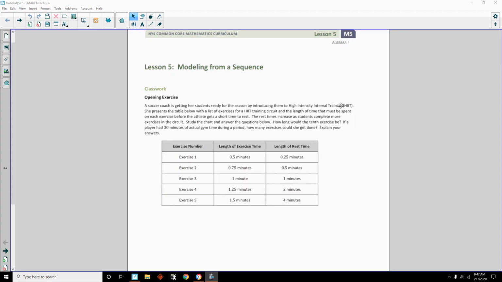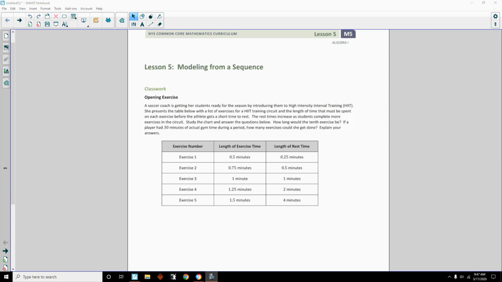This is Lesson 5, Modeling from a Sequence. So, classwork says opening exercise. A soccer coach is getting her students ready for the season by introducing them to high-intensity interval training, or HIIT. She presents the table below with a list of exercises for a HIIT training circuit and the length of time that must be spent on each exercise before the athlete gets a short time to rest. The rest times increase as students complete more exercises in the circuit. Study the chart and answer the questions below.